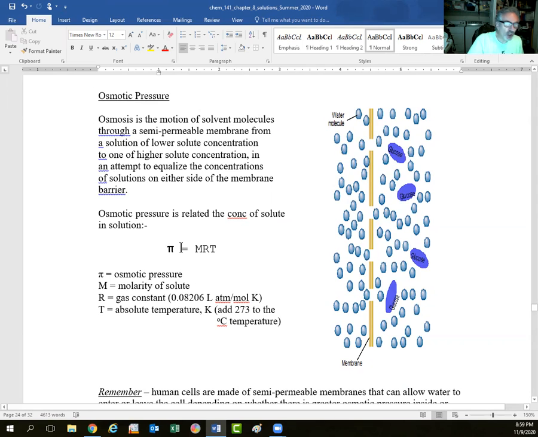Osmotic pressure is normally calculated by taking the molarity of the solution multiplied by the gas constant, which we saw in the last chapter, multiplied by the temperature.